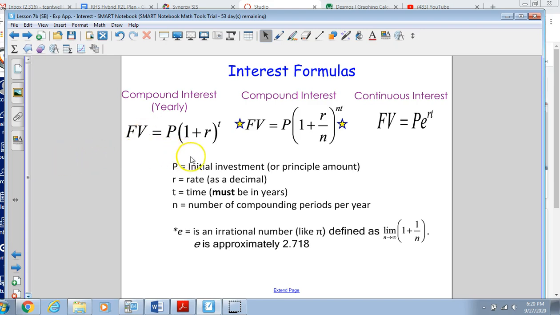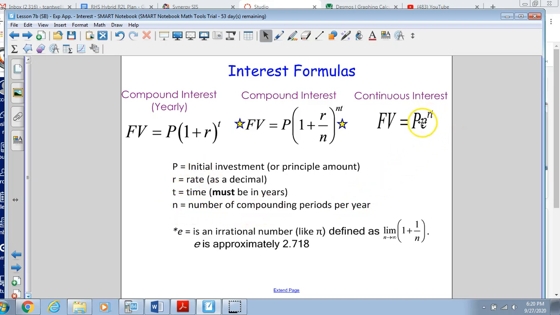Again, P stands for the initial investment or the principal amount. R stands for the rate as a decimal. T is the time, and this must be in years. We will have some problems where they talk about months, and we will need to convert that to years. And N is the number of compounding periods per year.